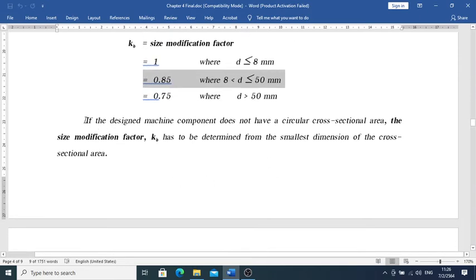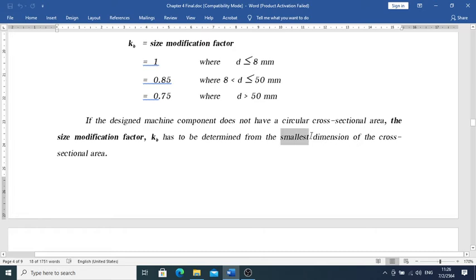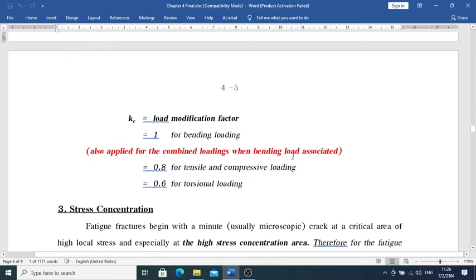Be careful: if the design machine doesn't have a circular cross-sectional area, the size modification K sub B has to be taken from the smallest dimension of the cross-sectional area, of course. Then K sub C is going to be 1 for bending all the way. If there is combined loading and bending is associated, use 1 all the way. Compressive and tensile is 0.8, and then torsion is 0.6.